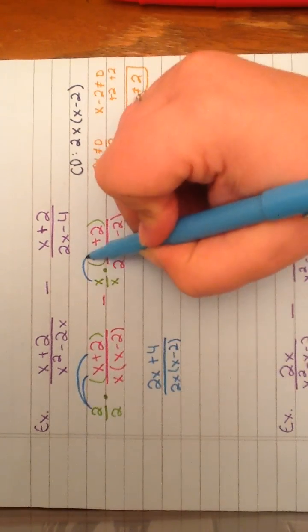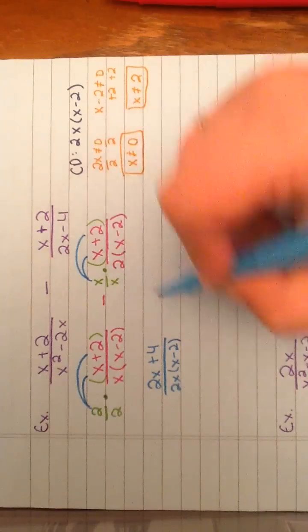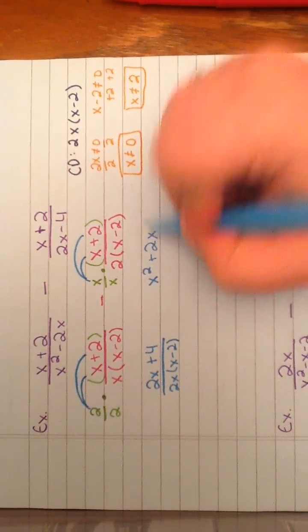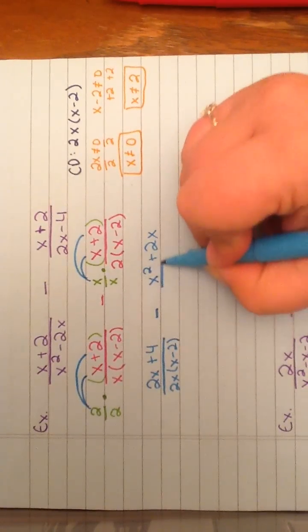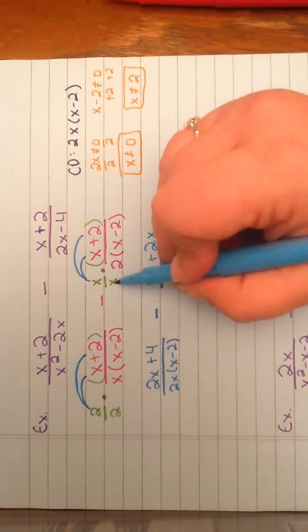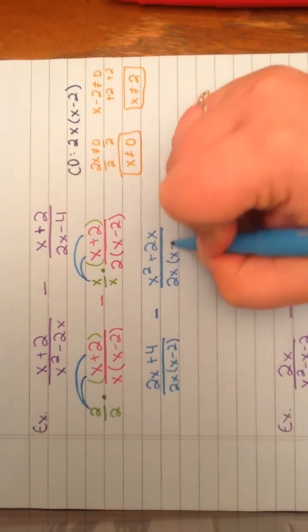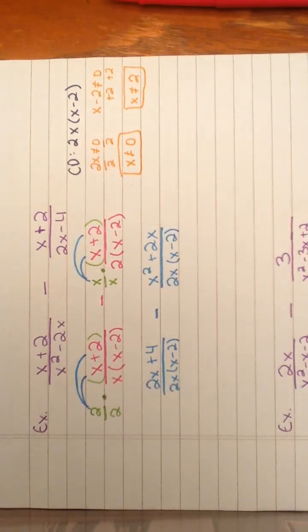Now over here in the numerator, I'm going to distribute the x. So x times x is x squared. x times 2 is 2x. And I'm still subtracting. Now my numerator, I have x times 2. I can rearrange them and put the number first. So it looks like that.